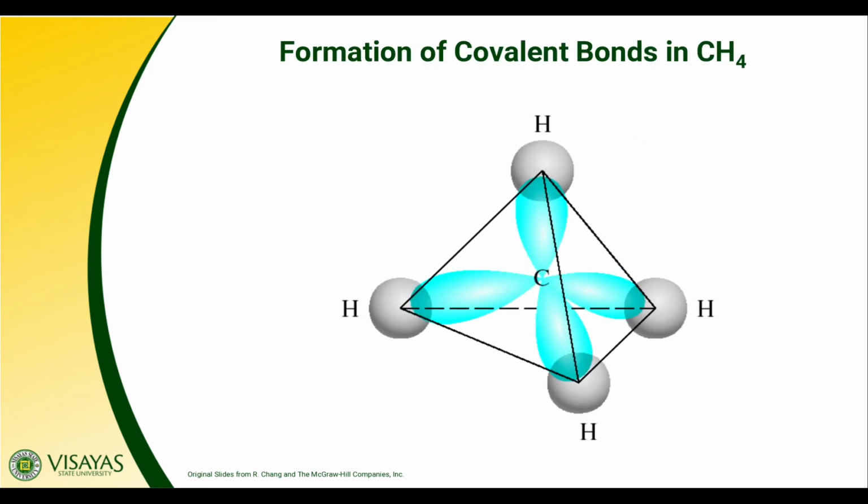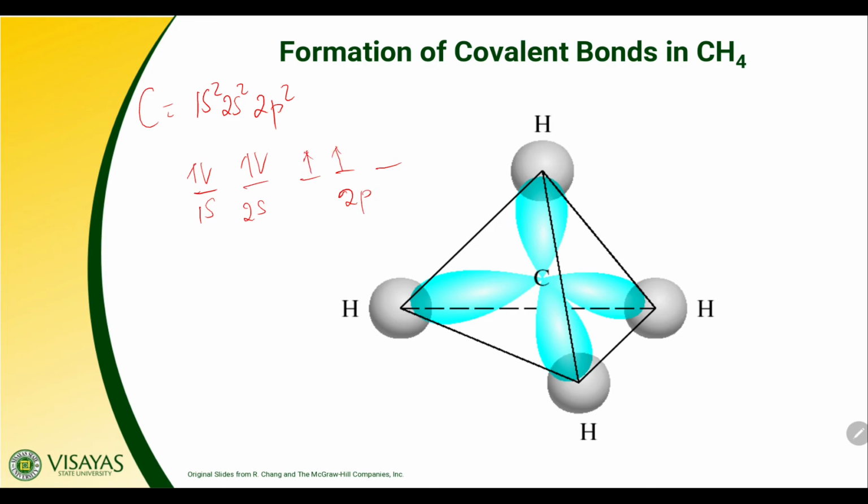Another example of sp3 hybridization is the use of sp3 hybrid orbitals in bonding in methane, or CH4. The electron configuration of carbon is 1s2, 2s2, and 2p2. So when we put the electrons here, for 1s we have our 2 electrons, then for 2s we have our 2 electrons, and for 2p we also have our 2 electrons, singly first.